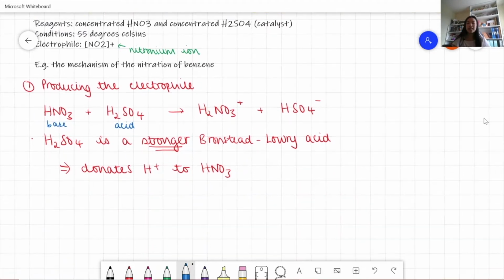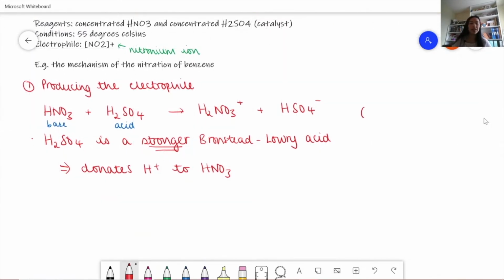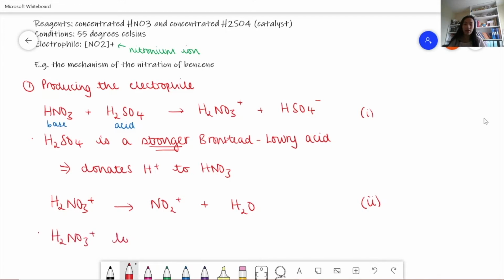And then in the second step, this H2NO3 plus ion will go on to form this NO2 plus that we're after. This is the electrophile that we're going to use for the substitution reaction, and water. So this is the second step, and what happens here is that H2NO3 plus loses water.